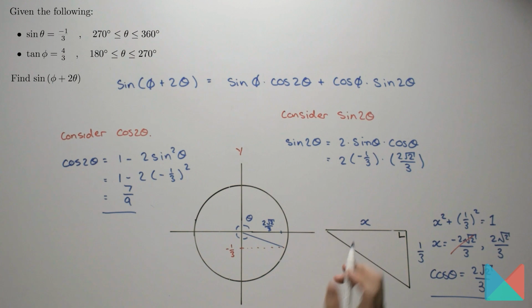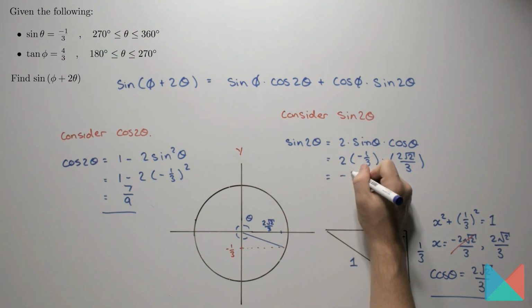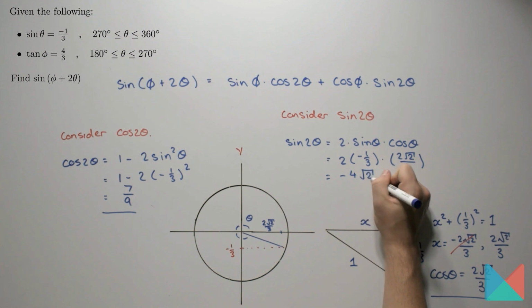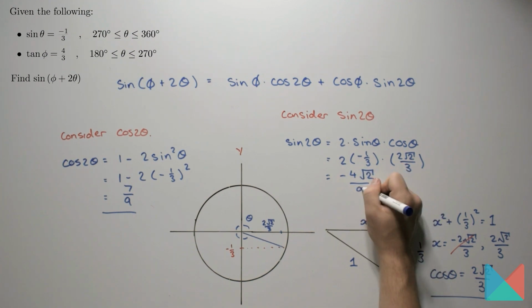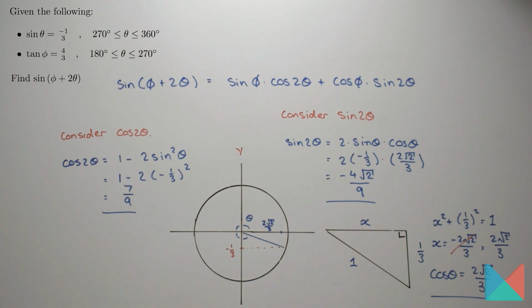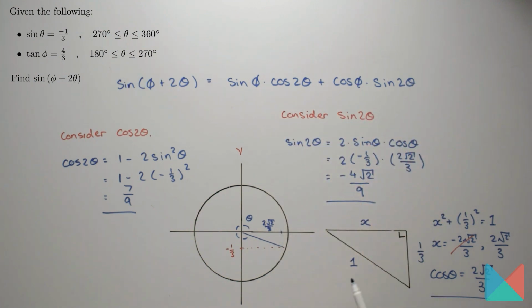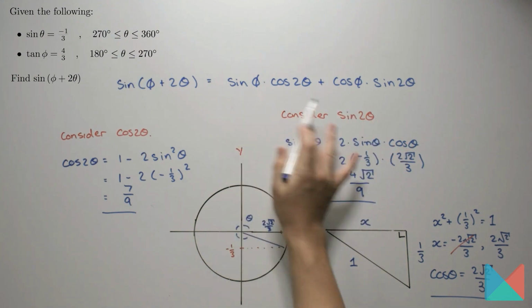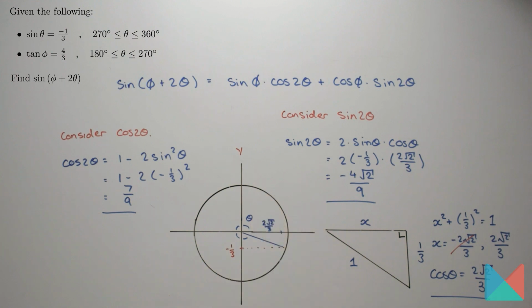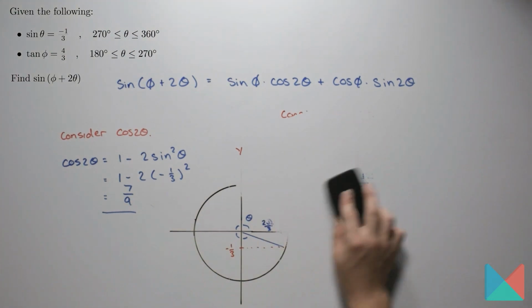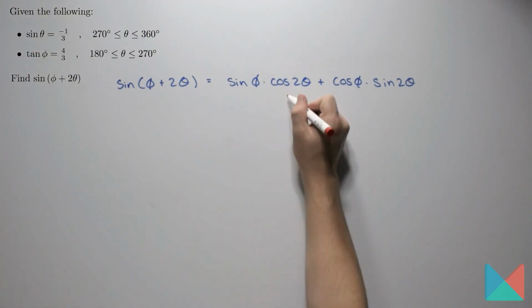And by solving this on our calculator, we get a value of sine 2 theta to be -4√2/9. So at the moment, we have found the values for cos of 2 theta and sine of 2 theta. And now we have to find the values of sine of phi and cos of phi to finally complete the problem. So let's leave some room to do this.